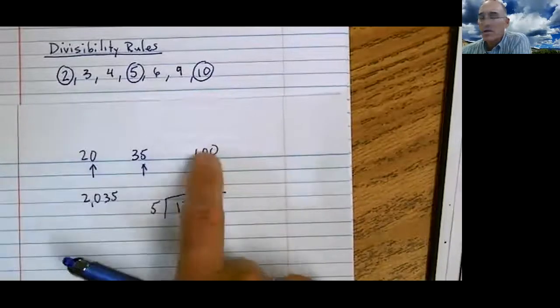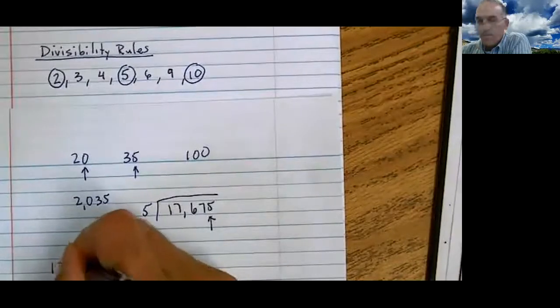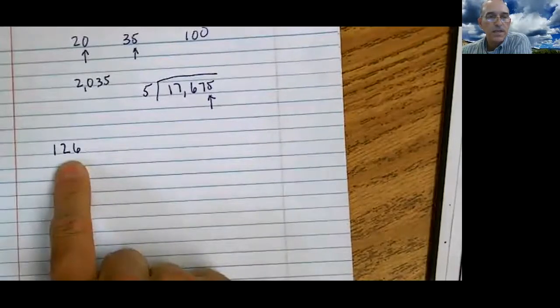Okay, let's look at this number right here. Is this number divisible by 2? Yes, it is, because it ends in an even number. Is it also divisible by 5? No, it is not. Correct? It's divisible by 2, but not by 5. Let us go on.